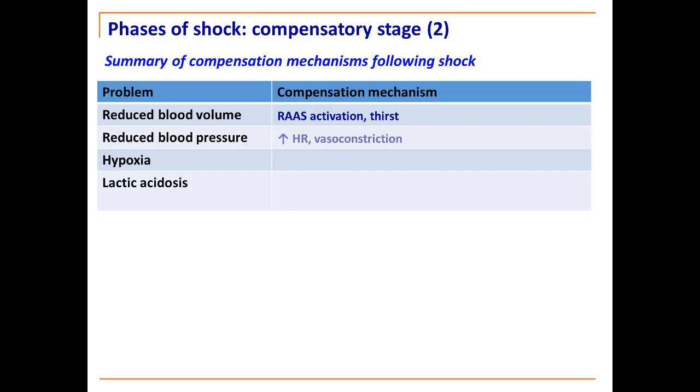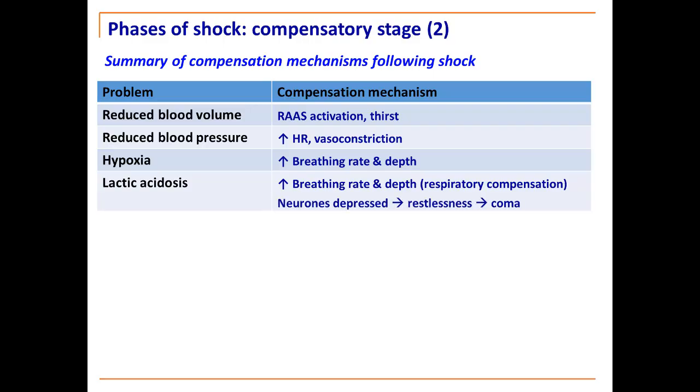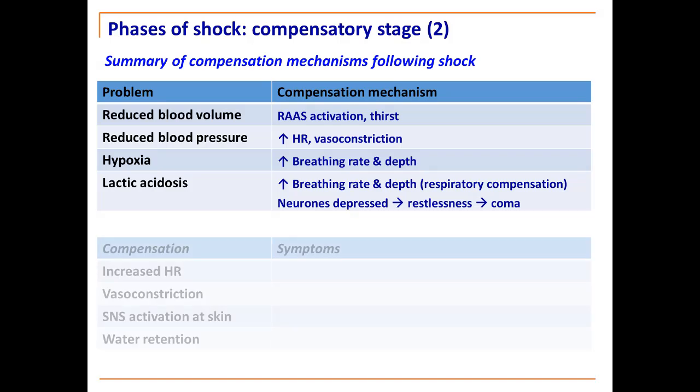With the reduced blood volume, we're getting an increase in heart rate and blood pressure, and vasoconstriction. With our hypoxia, we get an increase in breathing rate and depth. And with our lactic acidosis, we also get an increase in breathing rate and depth. So we're getting that respiratory compensation for a lactic acidosis as we try and blow off that CO2. Neurons are also depressed, which leads to restlessness and potentially unconsciousness and coma.